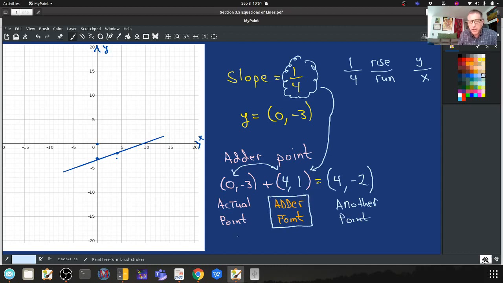The only thing that you have to be careful with is the adder point is not a point on your line. So you have to start with an actual point. The adder point will be a point on your line if the line goes through the origin. That's the only time. Then you add your adder point. Maybe I should put point in parentheses. And then you get another point on the line. And you have 2 points, and you can graph it.